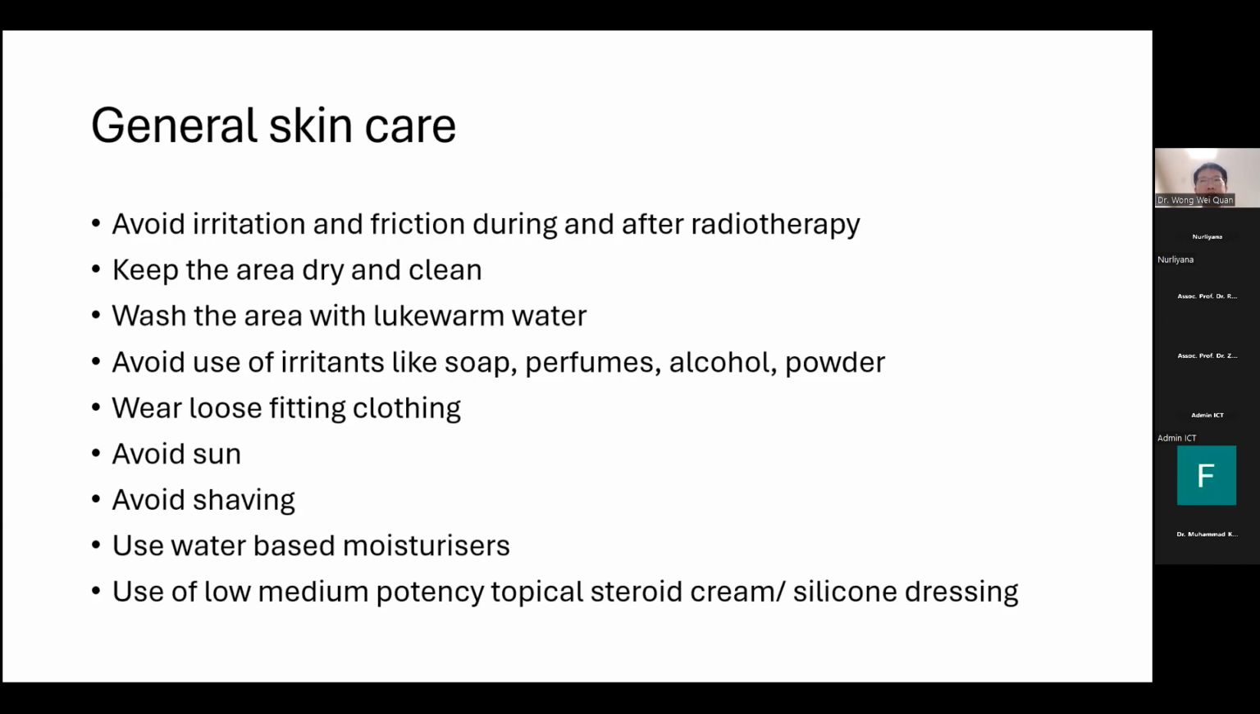Shaving can actually cause the skin reaction to happen more quickly and acutely, so it should be avoided where possible. And they are encouraged to use water-based moisturizers to protect the skin, to keep it moist. And the use of low-potency steroid cream and silicone dressing can actually help with providing a protective barrier for the skin.